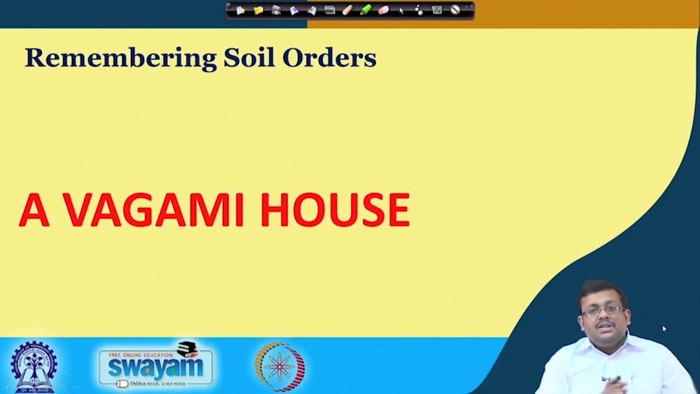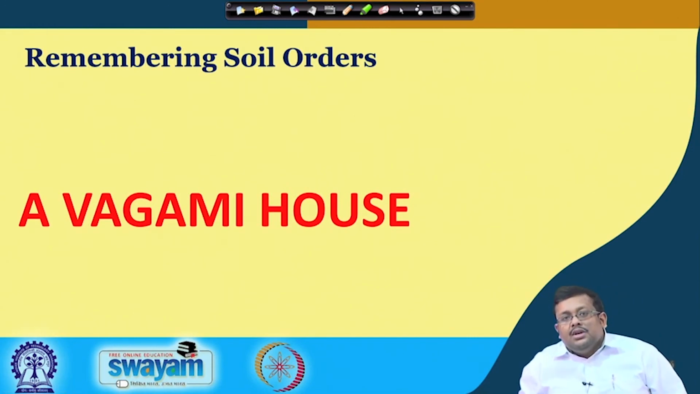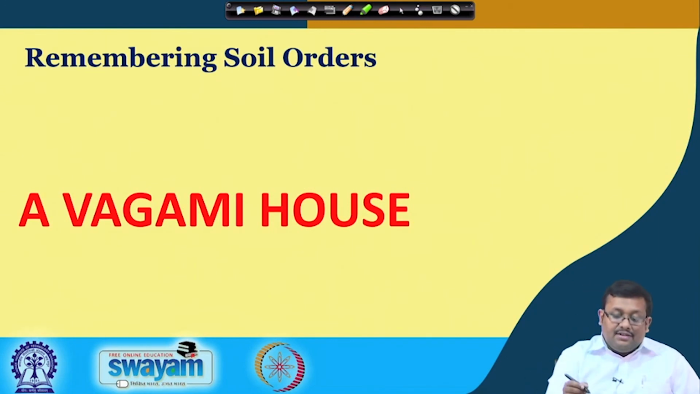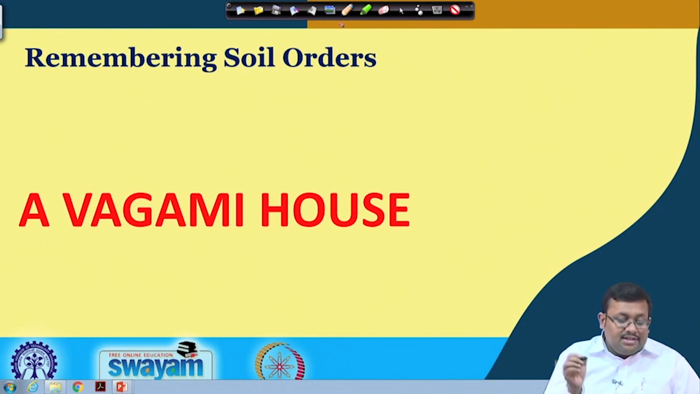So, now one question students always have in their mind is how to remember these 12 soil orders. It is not an easy task to remember all the 12 soil orders. So, there is a simple way to remember these 12 soil orders, and you can remember the names of all the 12 soil orders by remembering this thing that is called a Wagami house.